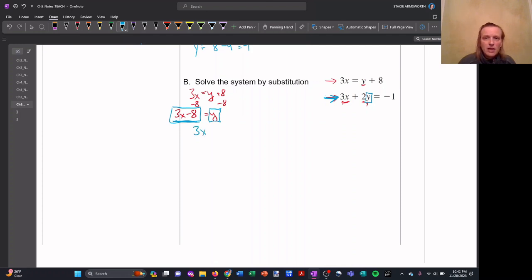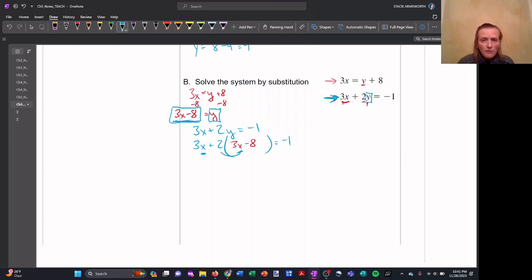So let me write this down. 3x plus 2y equals -1, but I'm going to replace that y with this expression, 3x minus 8. Remember, 3x minus 8 means the same thing as y, so these are equivalent equations. Now, you can see x is the only variable left in this equation. So now I want to solve this equation for x to get the x value of my solution.